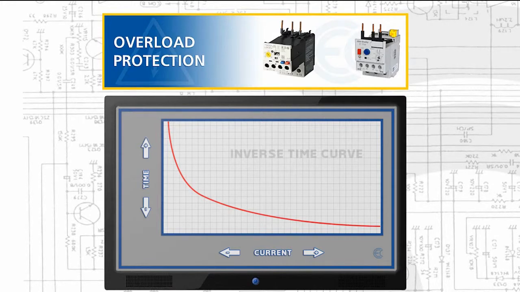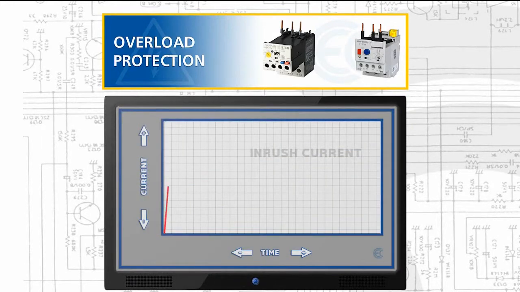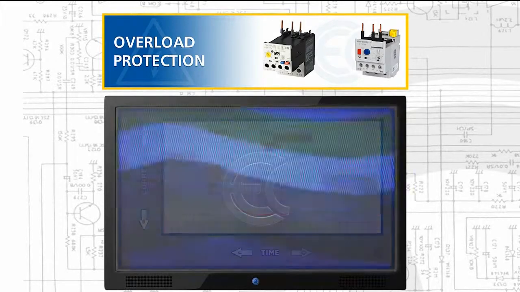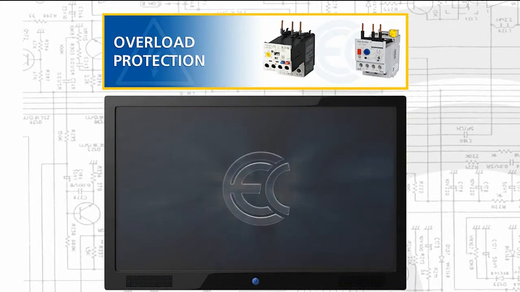For example, some equipment may create inrush currents as it starts up. These inrush currents typically last only a few seconds and rarely cause a problem. So overload relays are used in a motor circuit to protect motors from damage caused by prolonged periods of overcurrent.